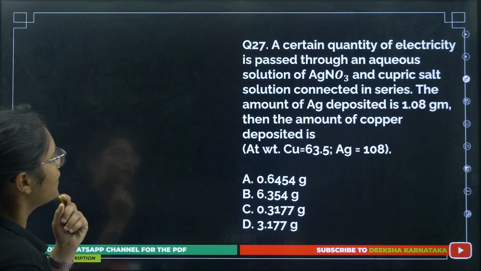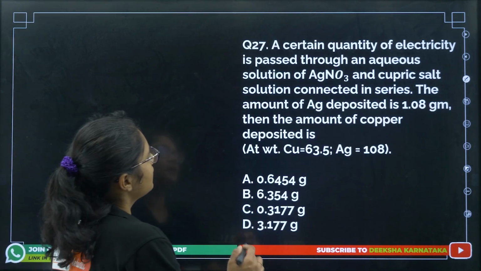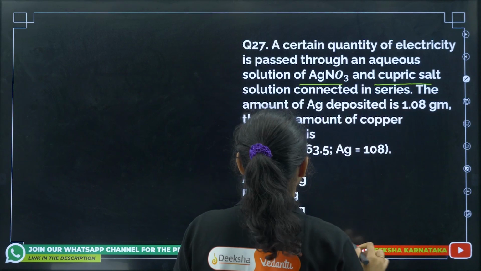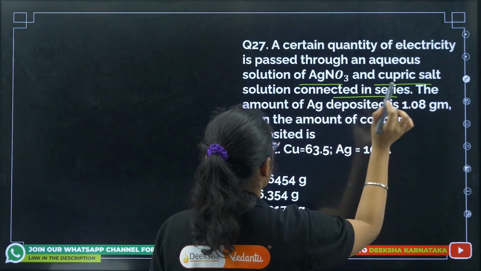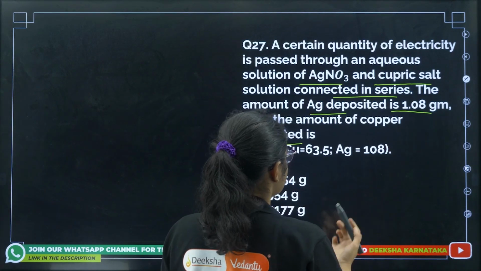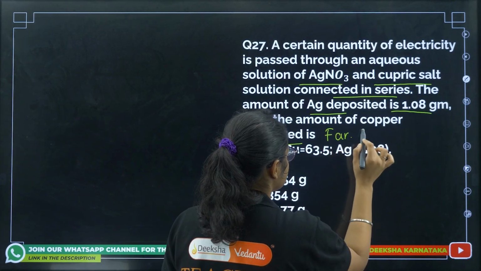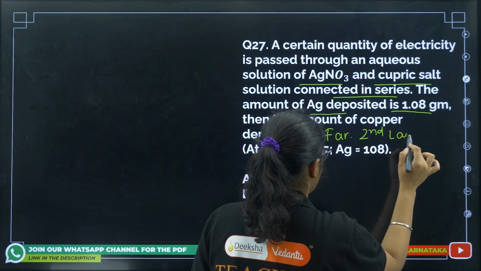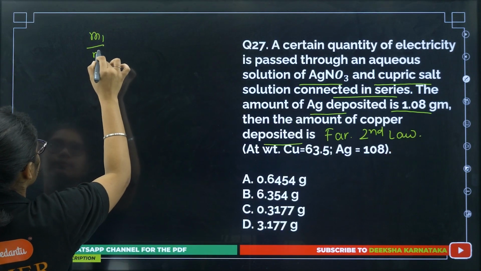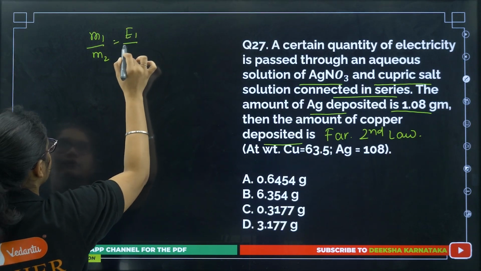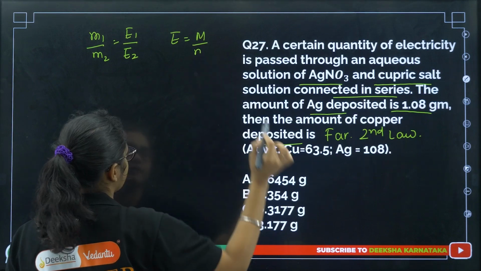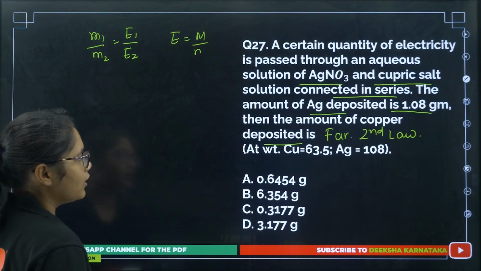Okay. Now, a certain quantity of electricity is passed through an aqueous solution of AgNO3 and copper salt solution connected in series. The amount of Ag deposited is 1.08 and the amount of copper deposited is. So this is your question from Faraday's second law, right? What does Faraday's second law say? What is the formula? M1 by M2 is equal to E1 by E2. Now how to calculate equivalent weight? Equivalent weight is molar mass by N factor. So it is asked for copper, right?